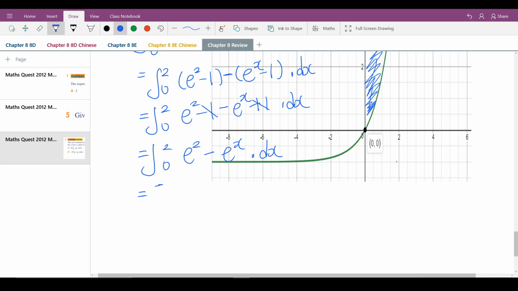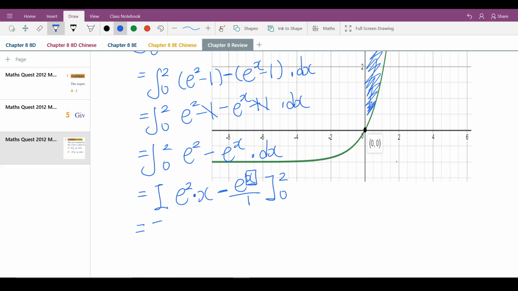Let's start integrating. When you integrate e^2, you don't do this, because there's no x in e^2. e^2 is a constant. e is Euler's number, 2.718 and so on, so e^2 is just a number, a constant. When you integrate a constant with respect to x, you get e^2 multiplied by x. That's it, so simple. Minus, now you need to divide by the derivative of the exponent, for e^x. And that's it, from 0 to 2.